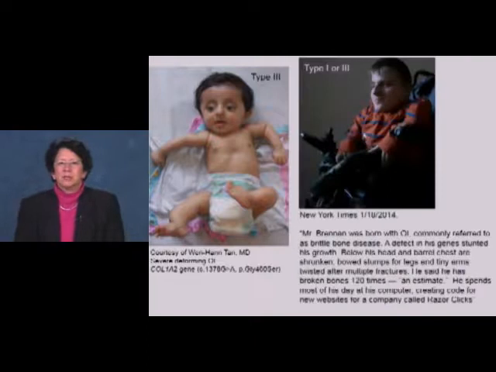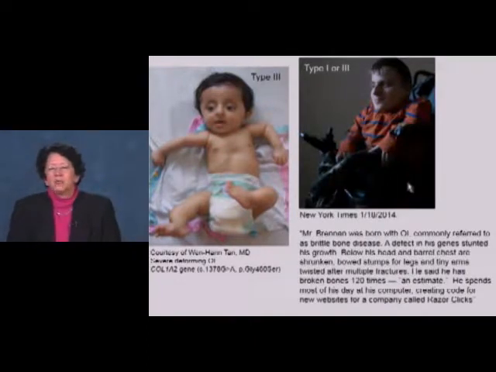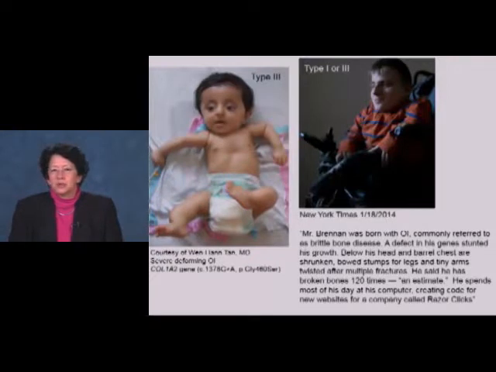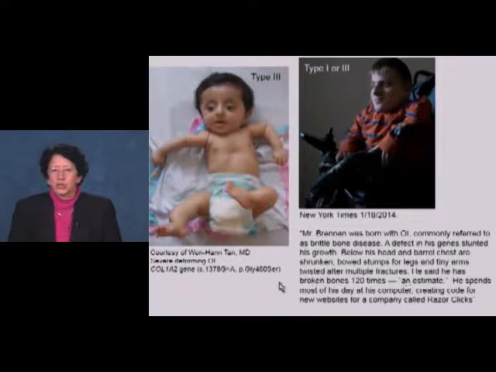I found this memorable article in the New York Times this year. The type of OI that he had was not specified. I don't know if he had a very severe type 1 or if he was actually living with type 3. But it describes this gentleman as having been born with OI, commonly referred to as brittle bone, and his niche in the world was as a coder, but also his struggles too. It was a very moving article.